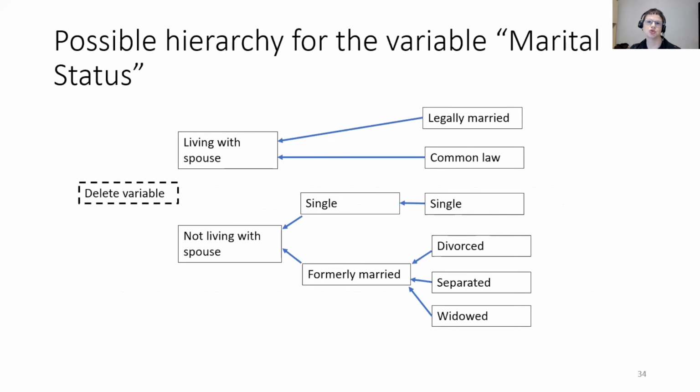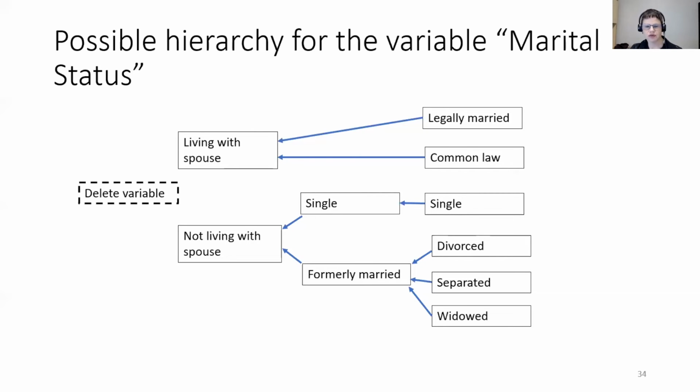So to help you visualize what I'm talking about, here's a possible hierarchy for the variable marital status. The original form of the variable might have categories of legally married, common law, single, divorced, separated, and widowed. A first attempt at developing a hierarchy for this variable might be living with spouse, single, and formerly married. Living with spouse would group legally married and common law, and formerly married would group divorced, separated, and widowed. Those might be categories of interest depending on what you're looking at.